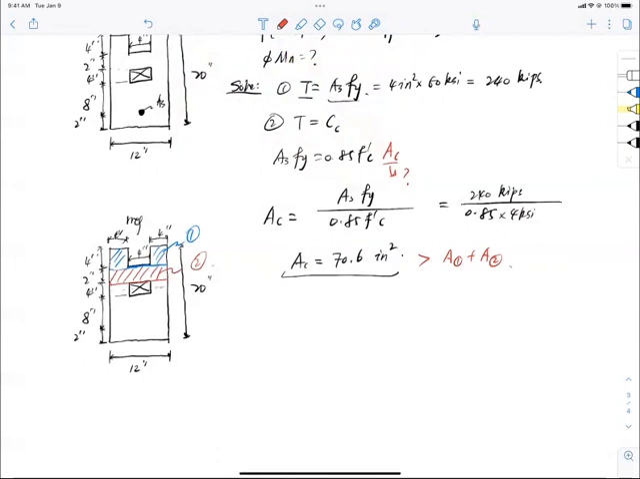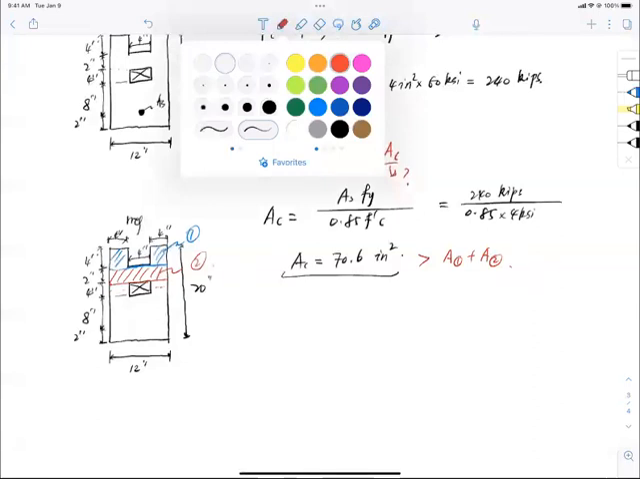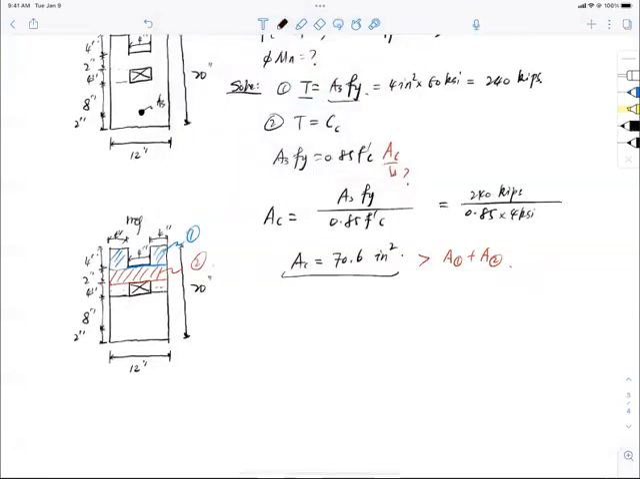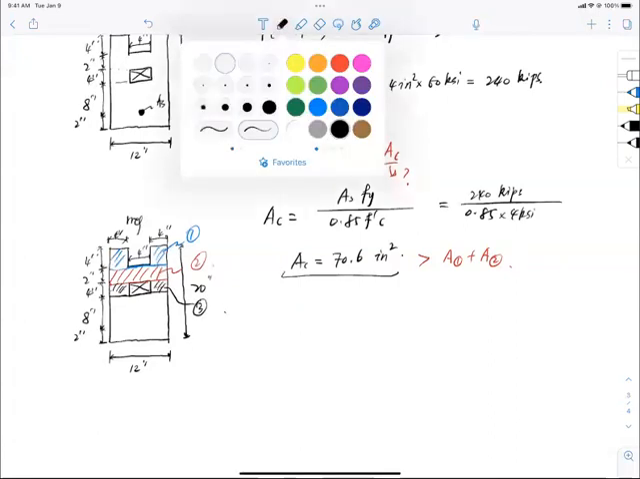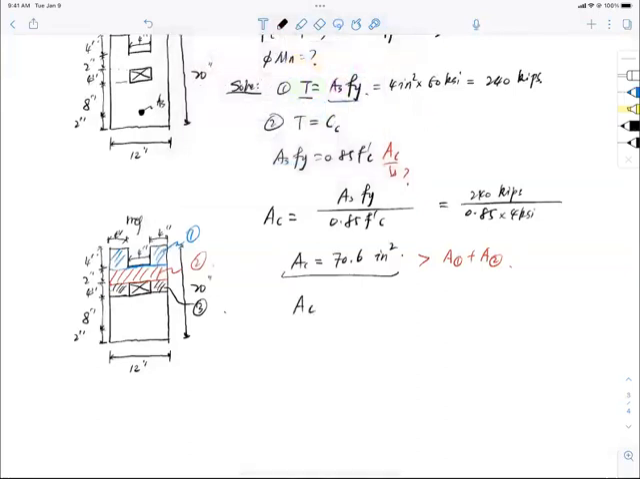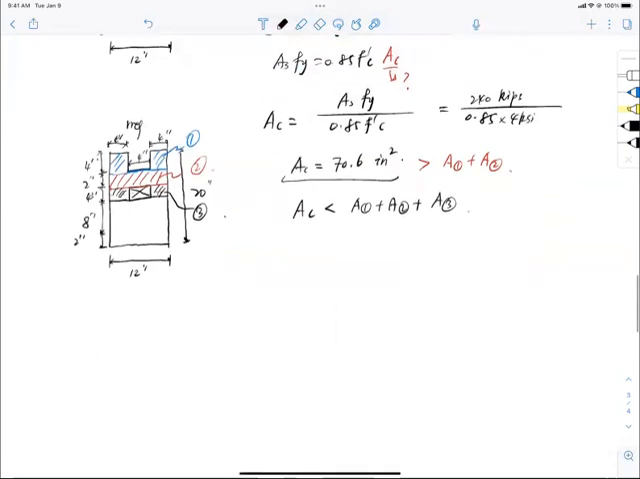And let's just say I can do another thing. If I say this little bit on the side is zone 3, and AC is smaller than A1 plus A2 plus A3, then it means that my compressive zone does not cover the opening. Simple geometry, right? So if AC is smaller than A1 plus A2 plus A3, that means it does not cover the opening.